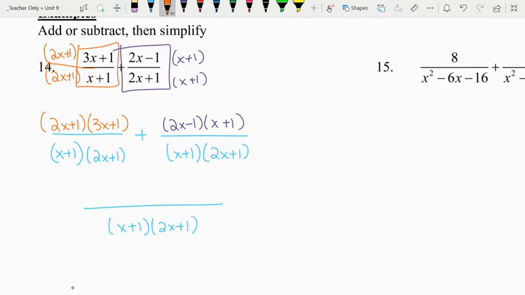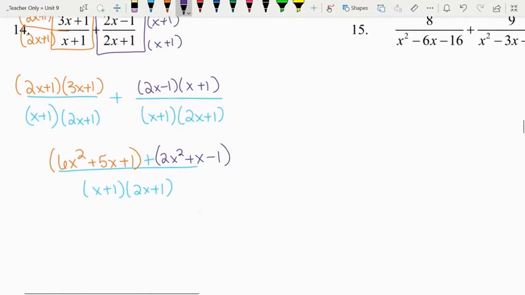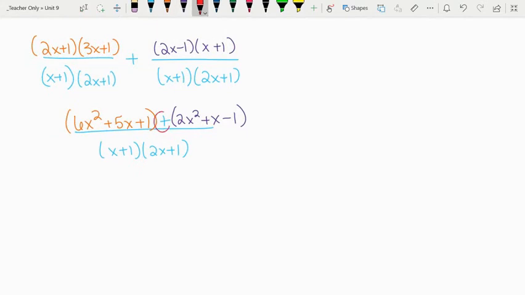So if we FOIL on the left, we get 6x squared, then it would be plus 2 plus 3, so that would be plus 5x, and then plus 1. In the purple, when we FOIL, we'd get 2x squared plus 2x minus x, which would be just plus x, minus 1. Now, I put these in parentheses because, again, remember, if this were a minus, we would have to distribute it. But because it's a plus, we can just combine like terms now. So now we would have 8x squared plus 6x, and that's it. And our denominator would stay the same.